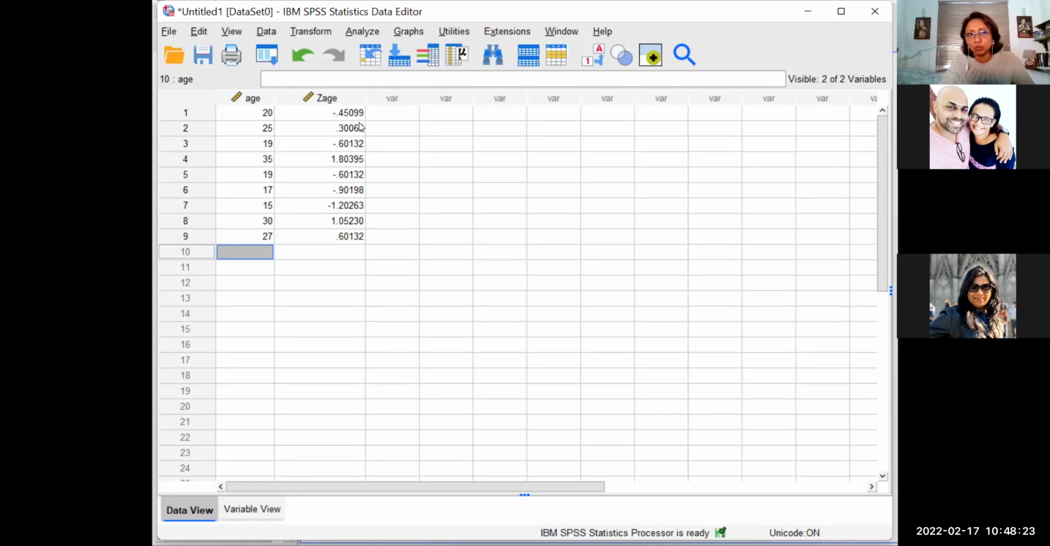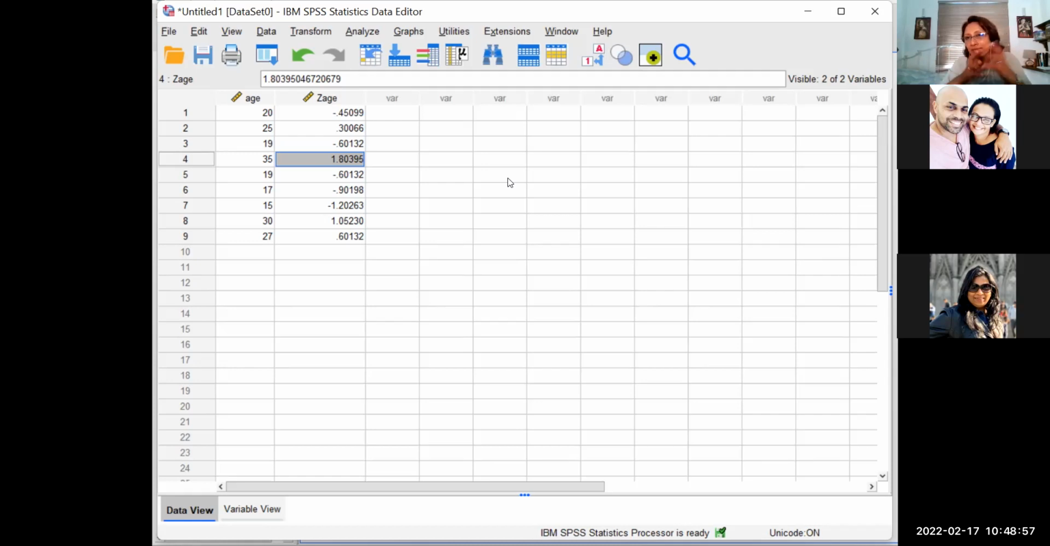Minus 0.4509, 1.80. So what does this mean? Now, when you have a Z score for the age, what do we know? Let's say this 1.80, this age of 35, right? This particular age of 35 is 1.80 standard deviations above the mean.